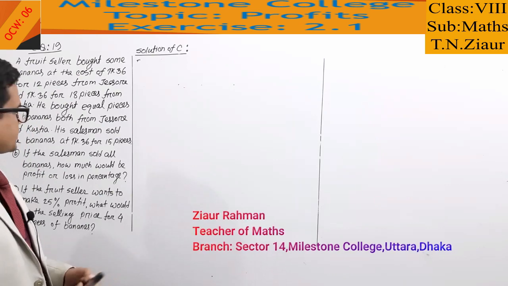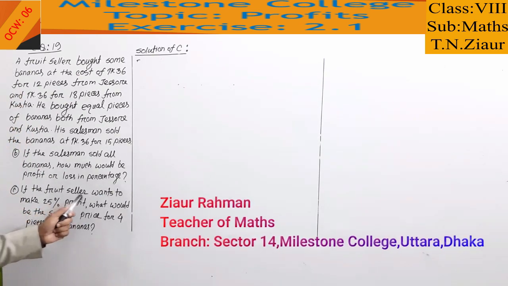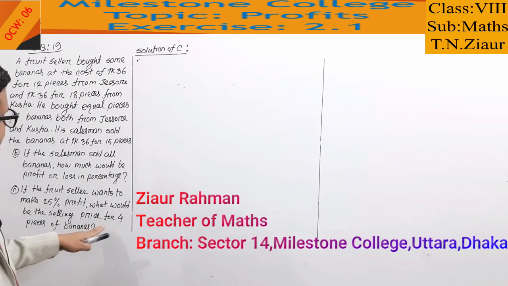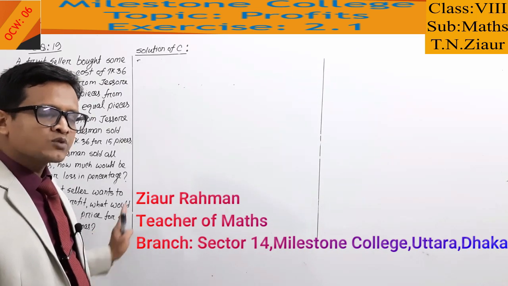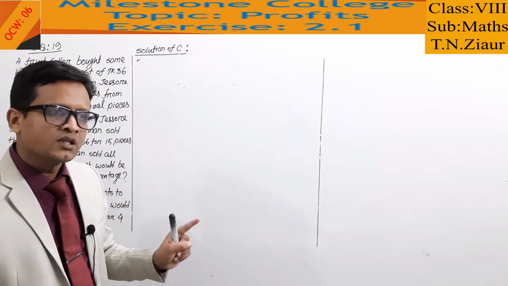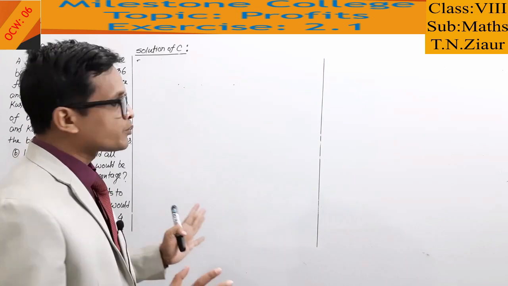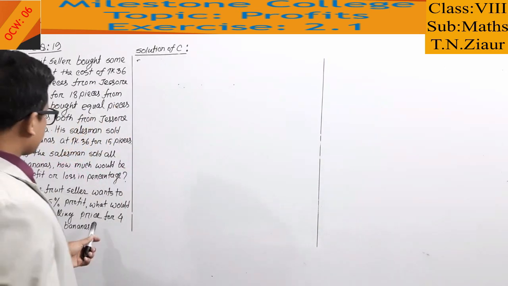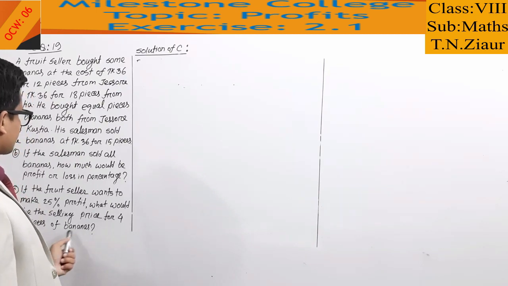Now solution of C number. So if the fruit seller wants to make 25% profit, what would be the selling price of 4 pieces of banana? So first we have to find the cost price of 4 pieces. First we have to know the cost price, right? Because if you want to find profit or loss, always you have to know the cost price. Okay, so first we have to find the cost price of 4 pieces banana.